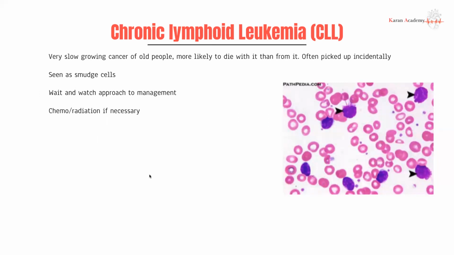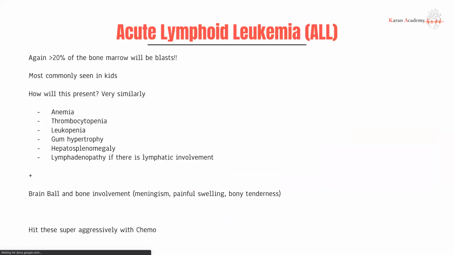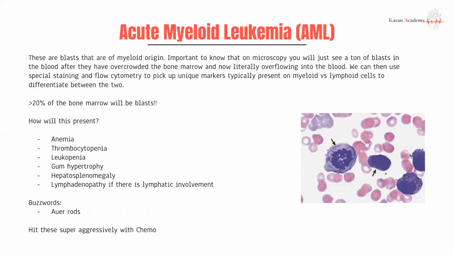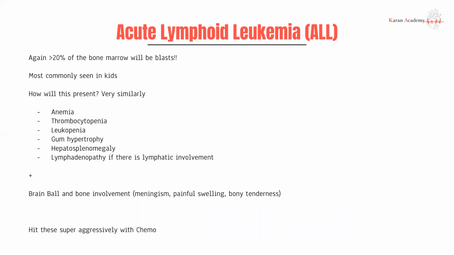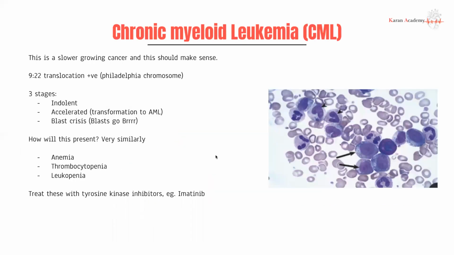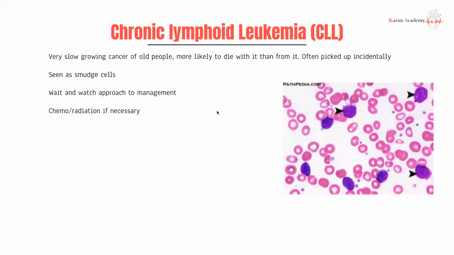CLL or chronic lymphoid. Sorry, wait, oops. Sorry about that. I think I incorrectly said that these would be lymphocytes. No, these would be either neutrophils, as you can see with the segments, or some myeloid origin cells, not lymphocytes. My bad, sorry. With CLL, this is where you would see tons of lymphocytes.